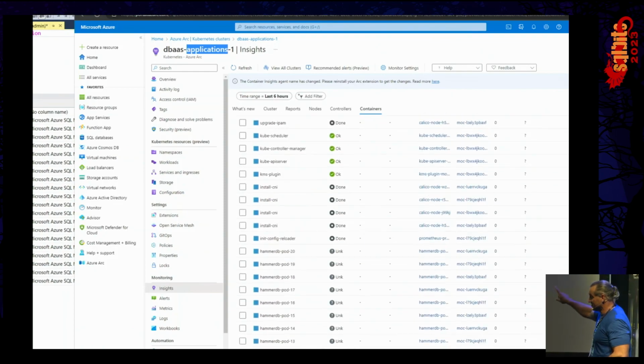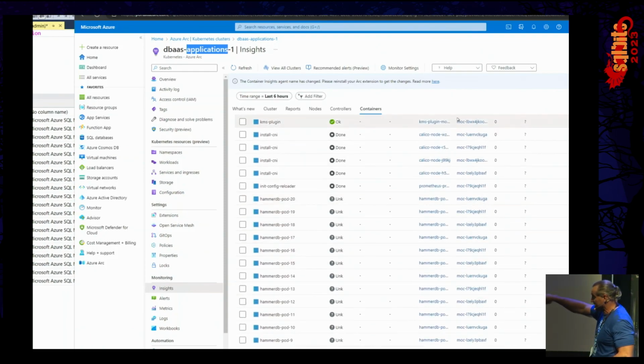This is why it's nice having these tools. So there's all my HammerDB pods that got deployed. So each number on the far right equates to an equivalent SQL MI in the other namespace. That's how I did this workload test.